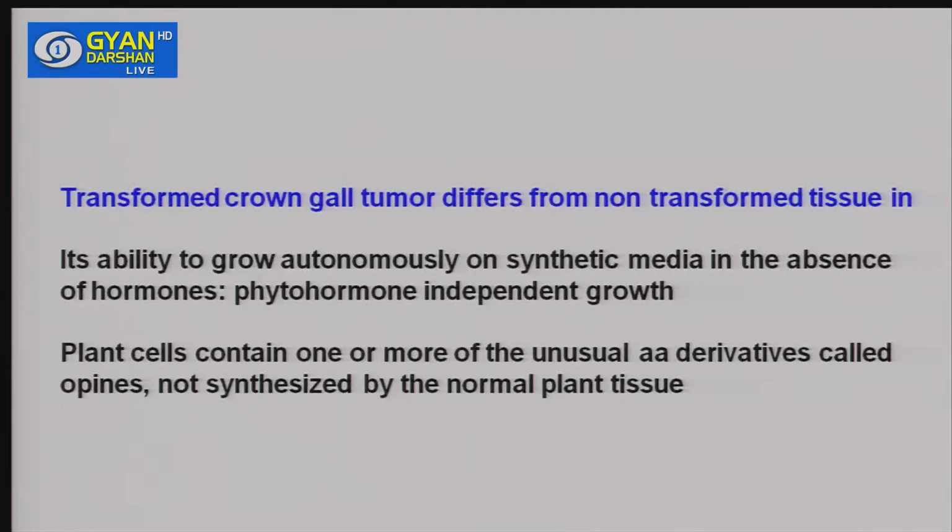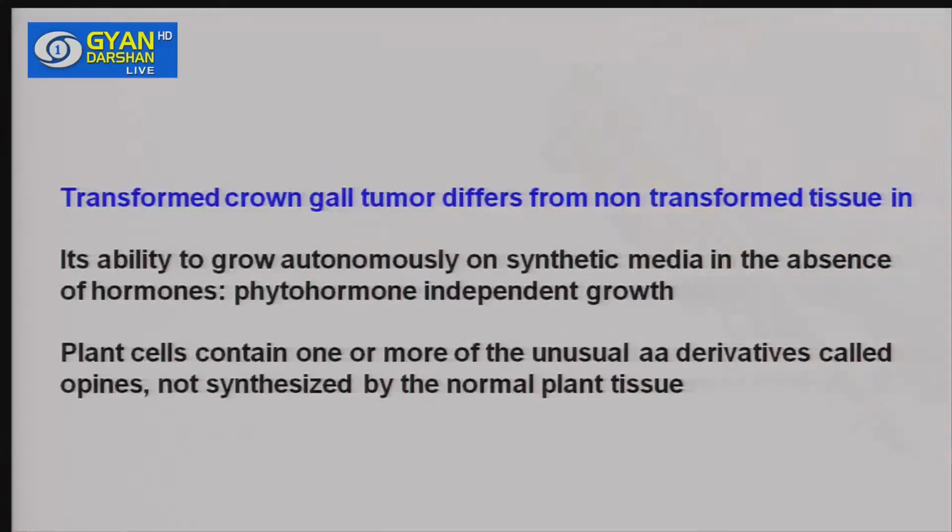Now, how does a transformed cell differ from a non-transformed tissue? When you infect a cell with Agrobacterium, certain properties get changed. What are those changes? It is able to grow autonomously on synthetic media. The symptoms or phenotypes are similar to what happens in case of cancer in human cells, because a cancer cell also loses all kind of control. That is, it grows autonomously, in a very proliferating fashion. Even if you don't apply the important components in the growth media, it is able to proliferate.